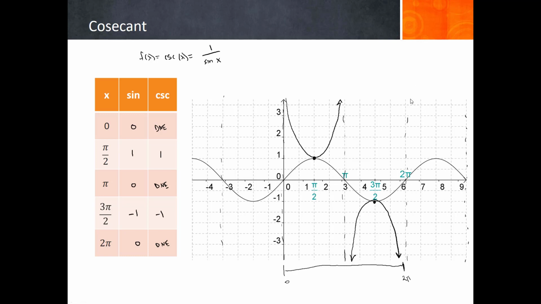So if we wanted to keep going, it's just going to be upwards, and then you have a downwards. Over here we would have the downward, and then we'd have the upward part. So again, if you know the part between 0 and 2 pi, you can do the rest of it. All right, that's cosecant.